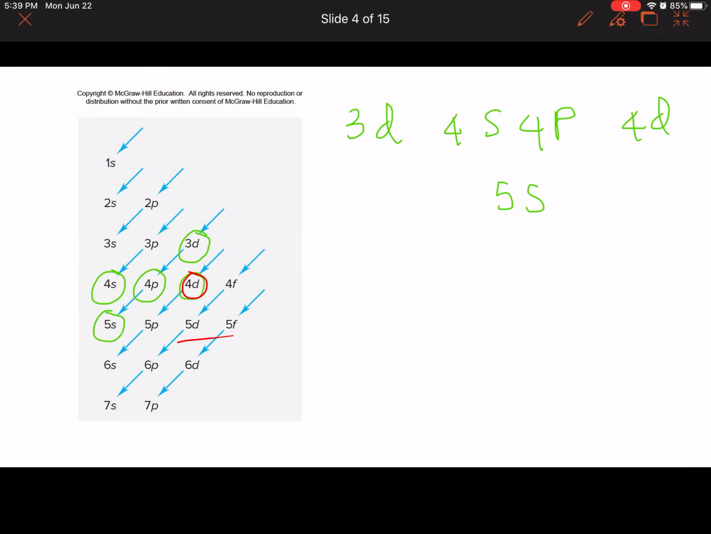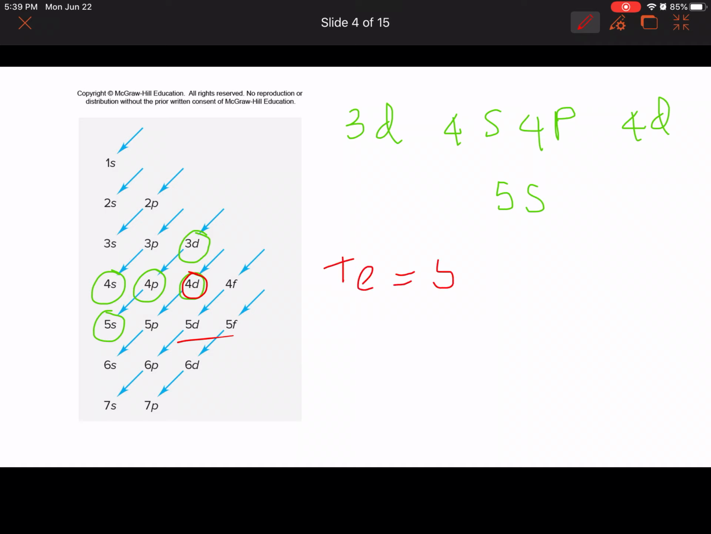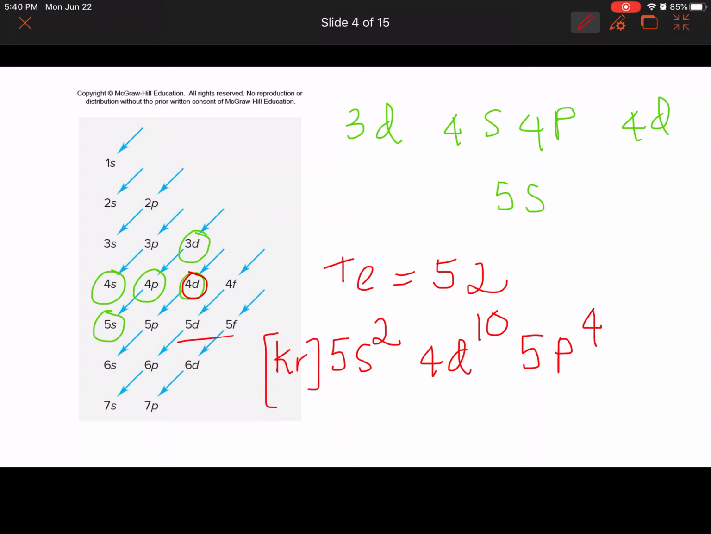So for the tellurium, 52, that's going to be 5s2, 4d10, and 5p4. I forgot to write the noble gas prior to that, krypton. Krypton, 5s2, 4d10, 5p4. Okay.